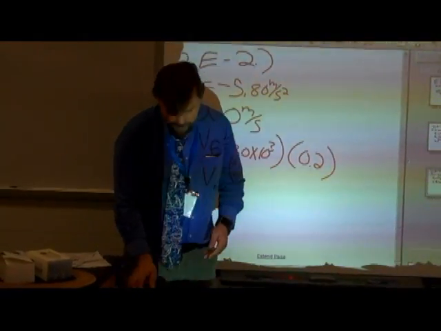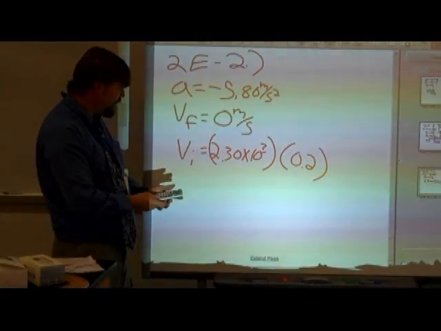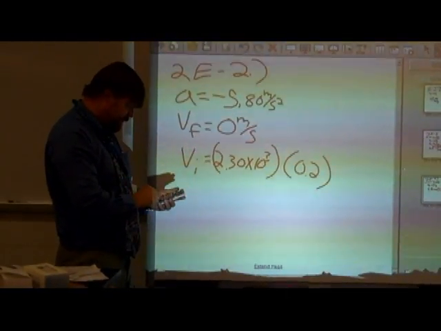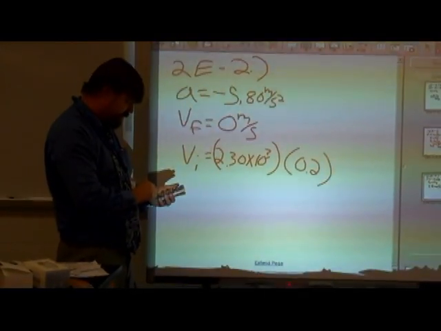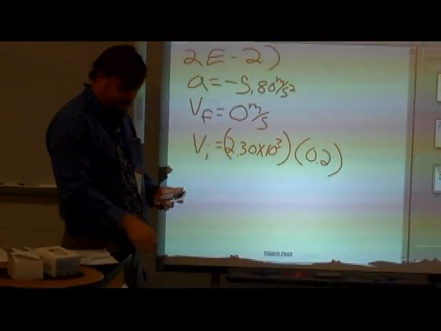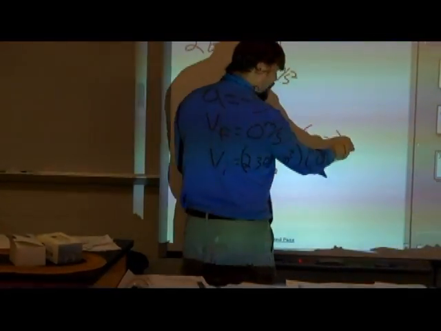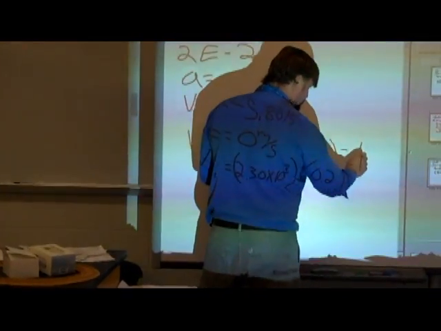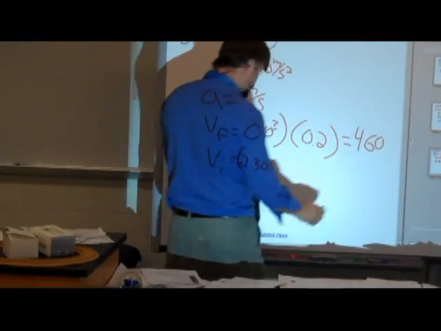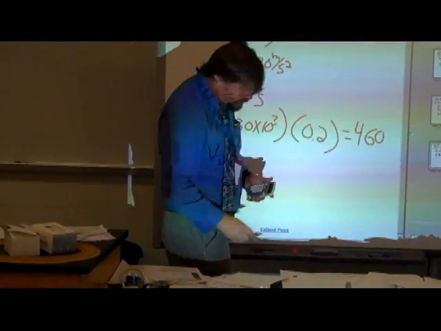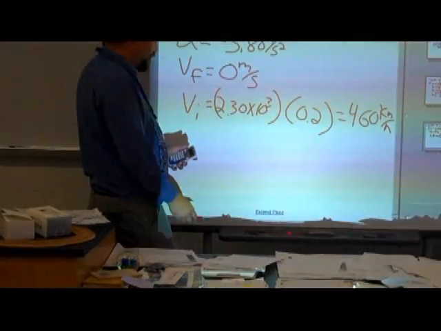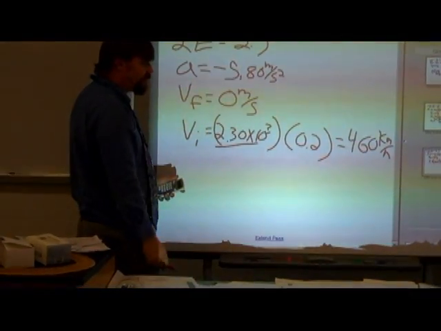All right, so let me put that in my handy dandy calculator here. 2.3 times 2300 times 0.2 equals 460. So 20% of that would be 460 kilometers per hour. This was given to us in kilometers per hour.